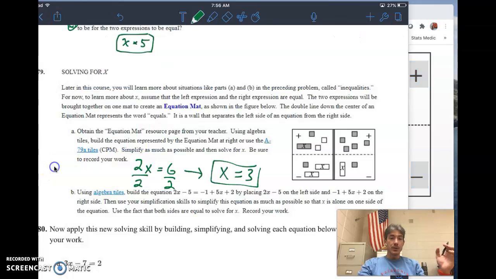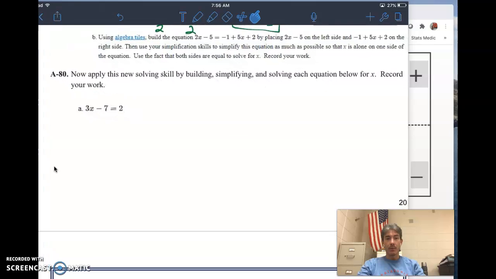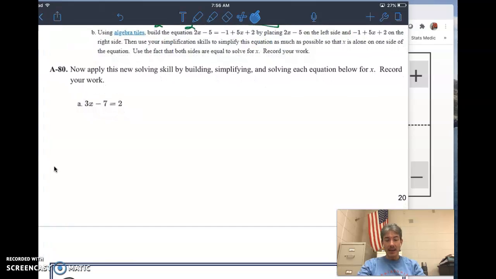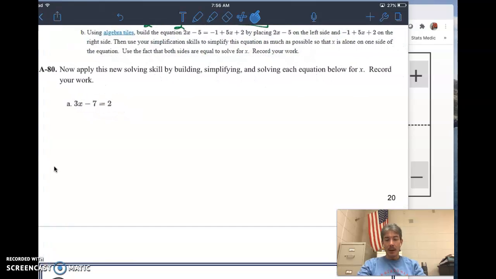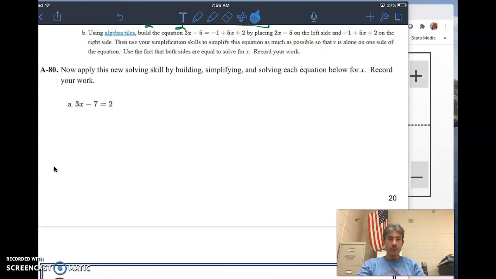Here's what I'm going to ask you to do with me. I'm going to ask you to do one more of these, and this is A-80. It says, now apply this new skill by building, simplifying, and solving each equation below for x. So I've got 3x minus 7 equals 2. Here's what I want you to try. Pause your device, open up a blank set of algebra tiles, find the equation mat, and build this, I'm sorry, not expression, build this equation. All right, go ahead and pause.